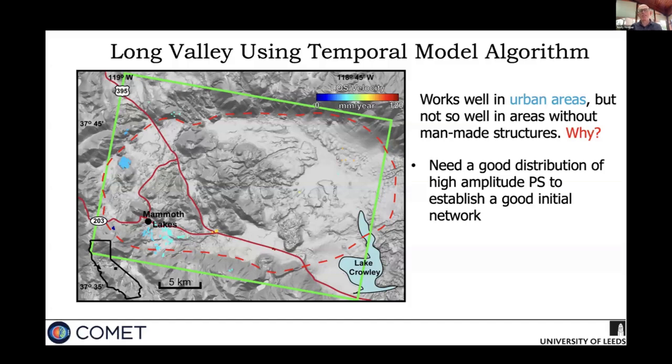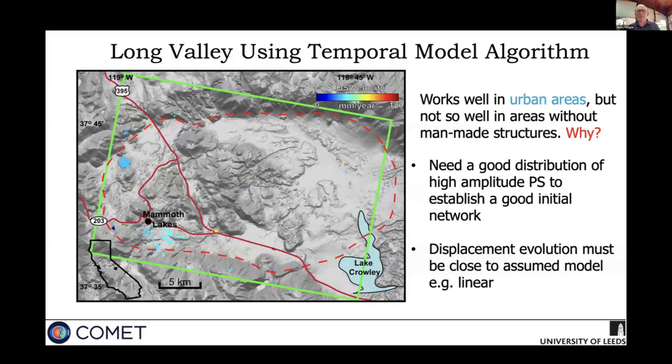Right. So the reason is you need a good selection for your initial network. You need a good selection of high amplitude points that are likely PS, and that just didn't exist in this case. And another point is that we're typically going to assume a steady state velocity, and if you deviate too much from that, then you're not going to pick your pixels either, and that was the case here as well.